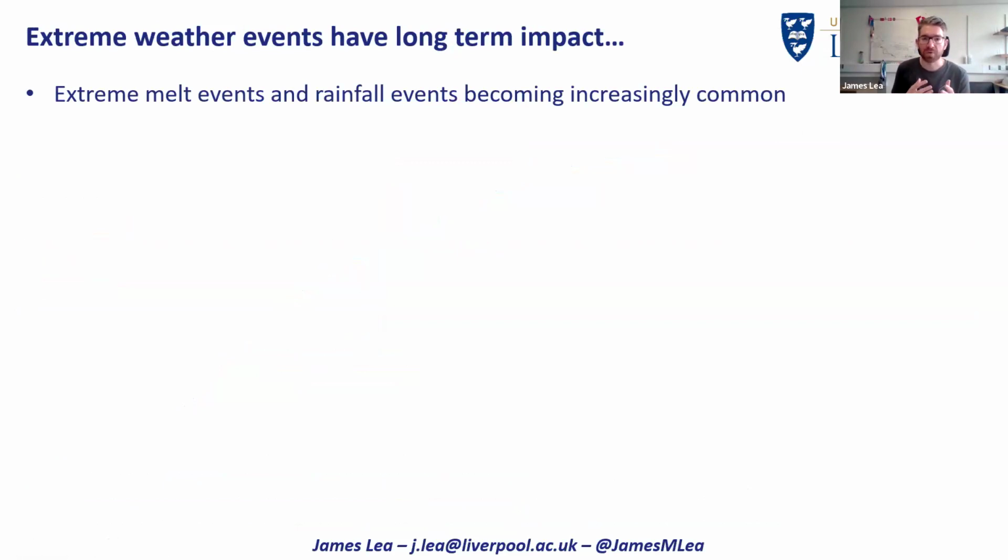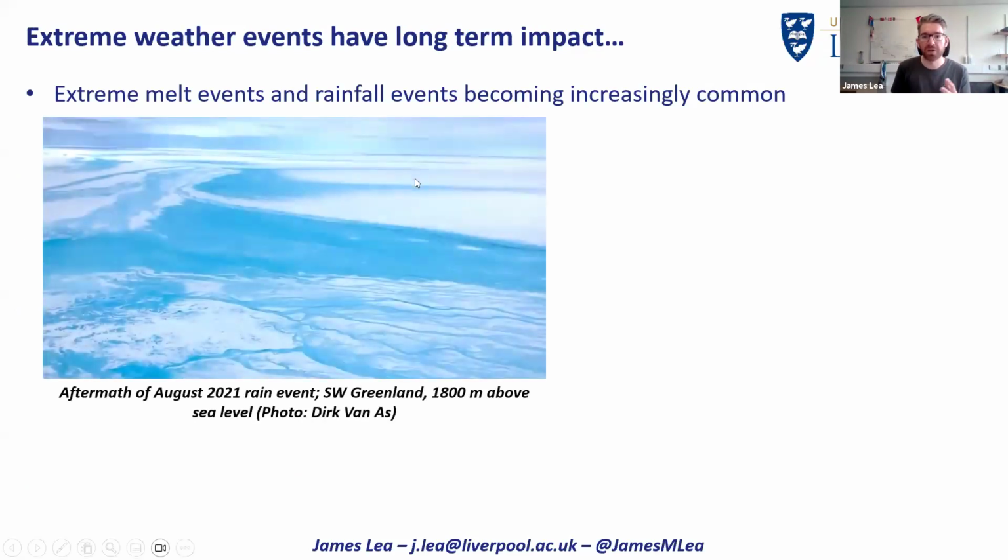perspective. But we're also seeing, in the last 10, 15 years or so, an increase in extreme surface melt events and also rainfall events, so rain on snow, rain on ice events, and these have quite significant impacts on the ice sheets as well. Just to give an idea of what these things actually look like, this is the aftermath of a rain event that happened in 2021, and it was 1,800 meters above sea level. So this should be completely white, it could all be snow.